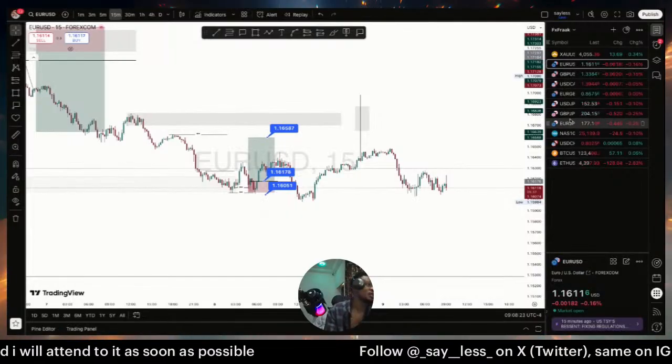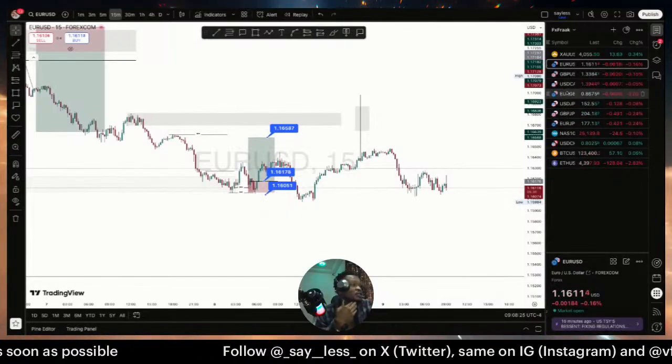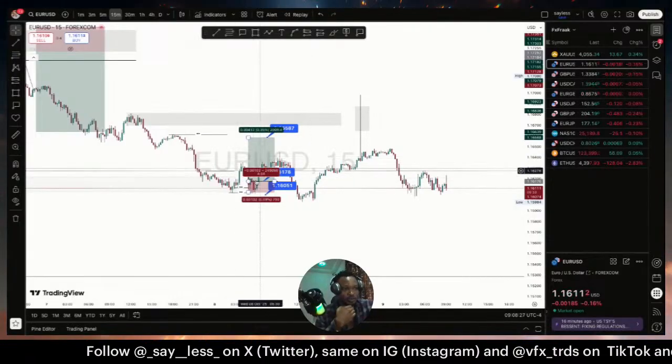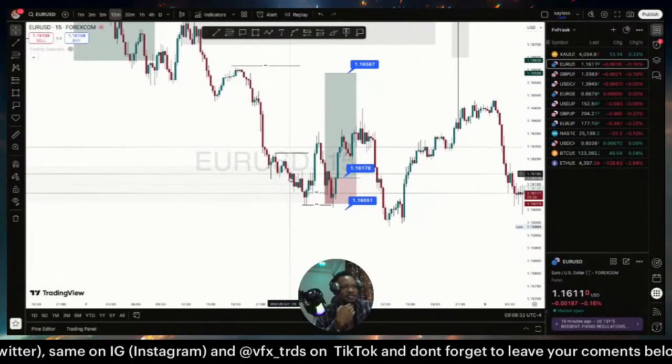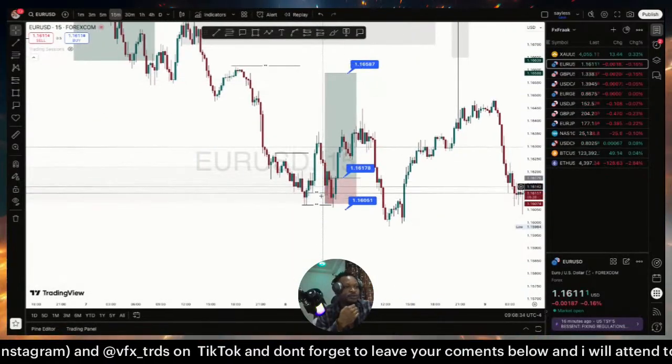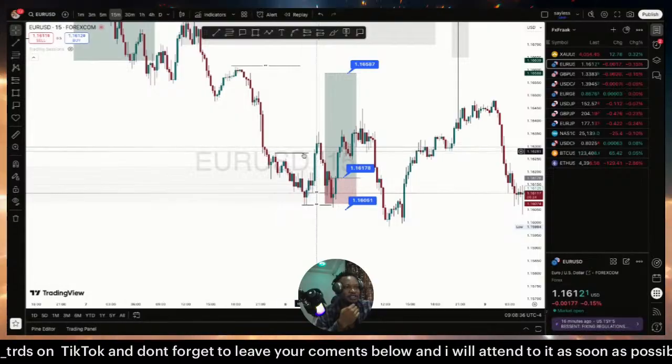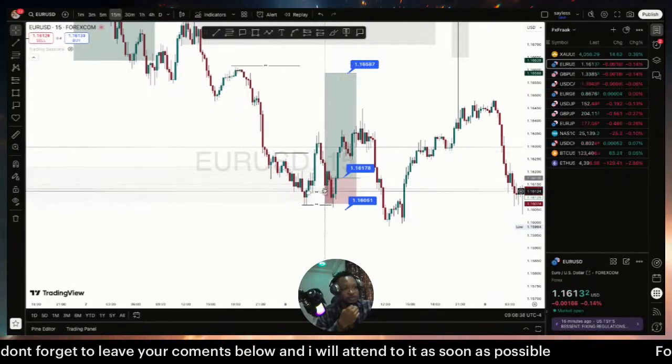So I'm going back to Euro GBP for now, but I just wanted to compare the two of them to you. And there is a little bit of a similarity here. You can see two of them came down, wicked us out, and gave us the same perfect confirmation to get into the trade.